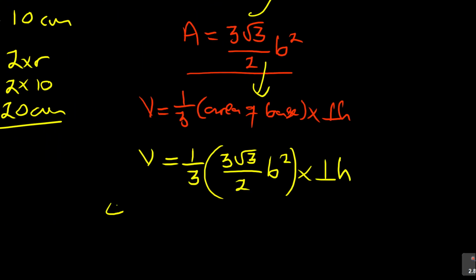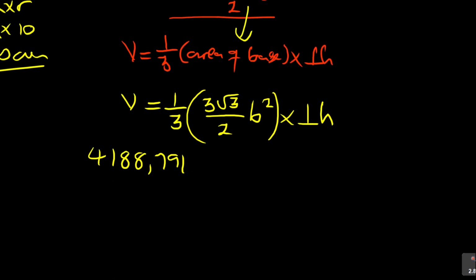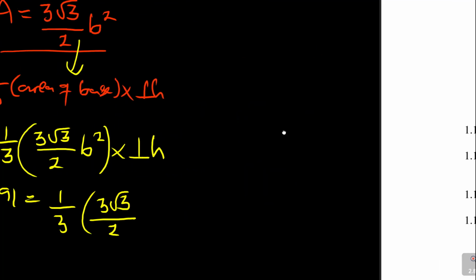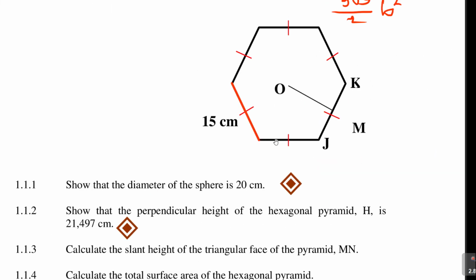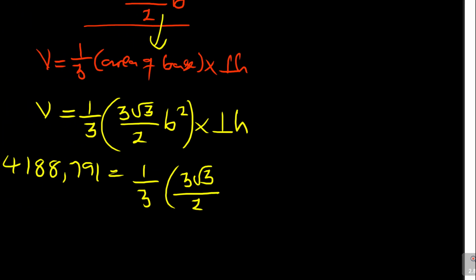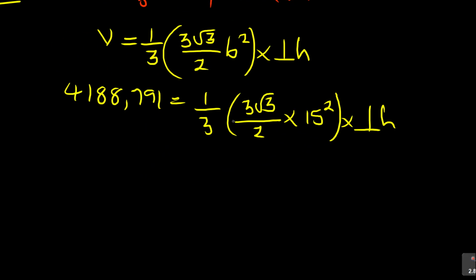So I can now come here and say that 4,188.791, which is the volume here, is equal to 1/3 times 3 square root of 3 over 2. Now what is b squared? The b is the side of this regular hexagon. One side is 15 centimeters. So here that b, you say times 15 squared and then times perpendicular height. Then you find h. Let's see whether it will prove what we have.